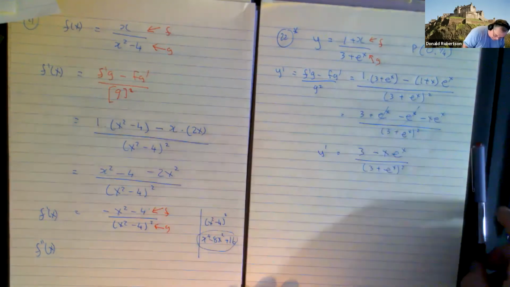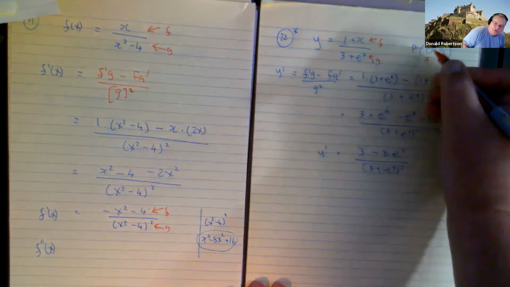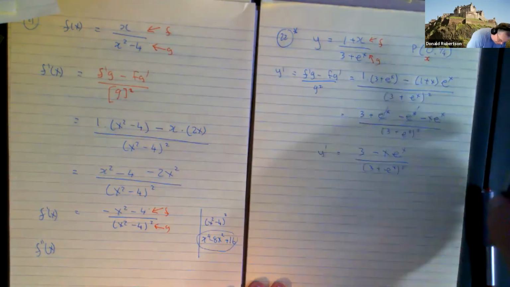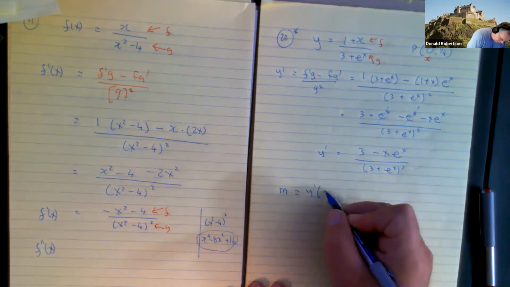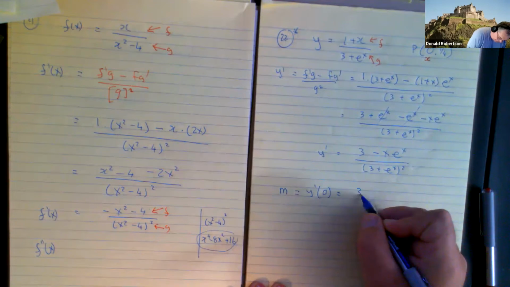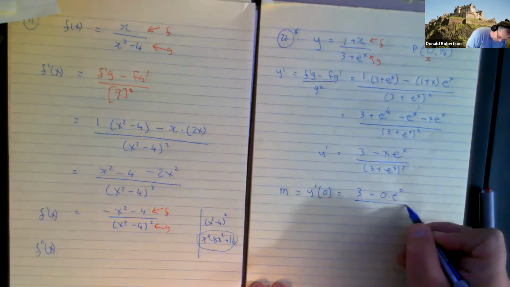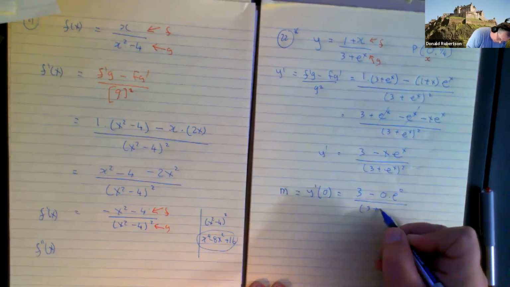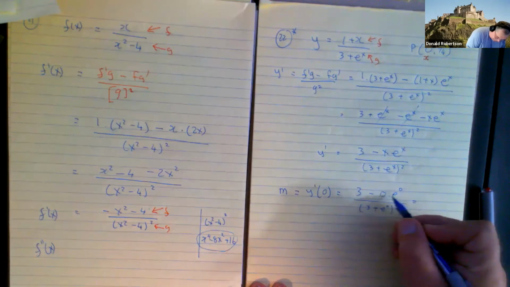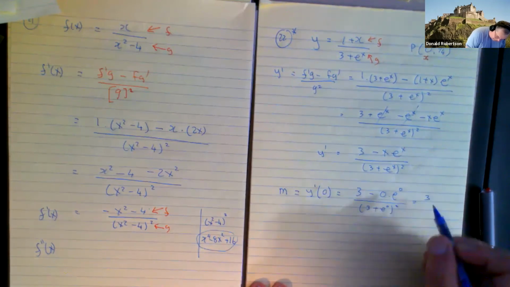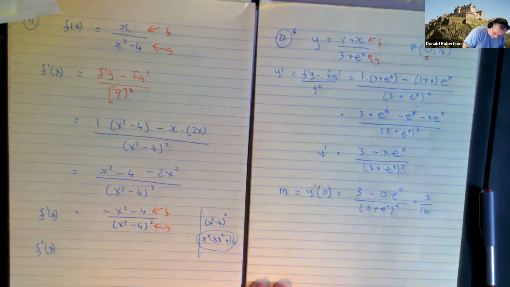Now, since I want to find the equation of the tangent line, I need to know what the slope is, and it's going to be at x equals 0. So the slope of the tangent line is going to be the value of the derivative at 0. So it's 3 take away 0 e to the 0 over 3 plus e to the 0 squared. Well, nothing times that's nothing, so the top's 3. 3 plus 1 is 4, and 4 squared is 16.